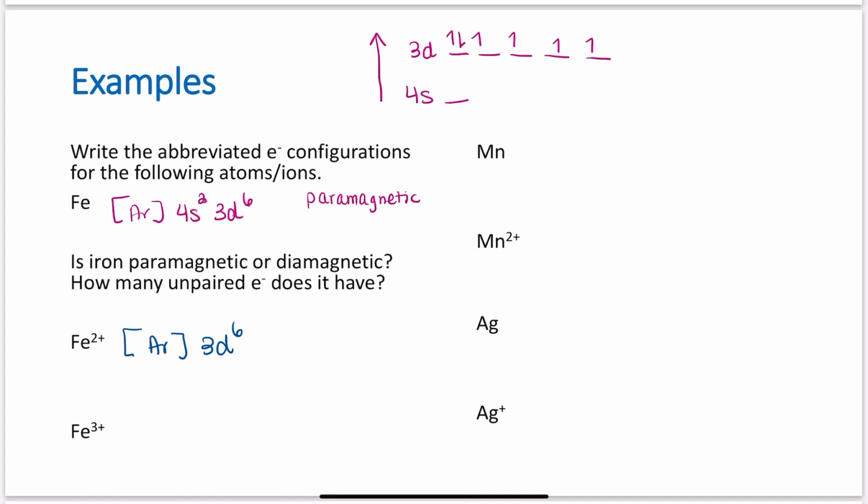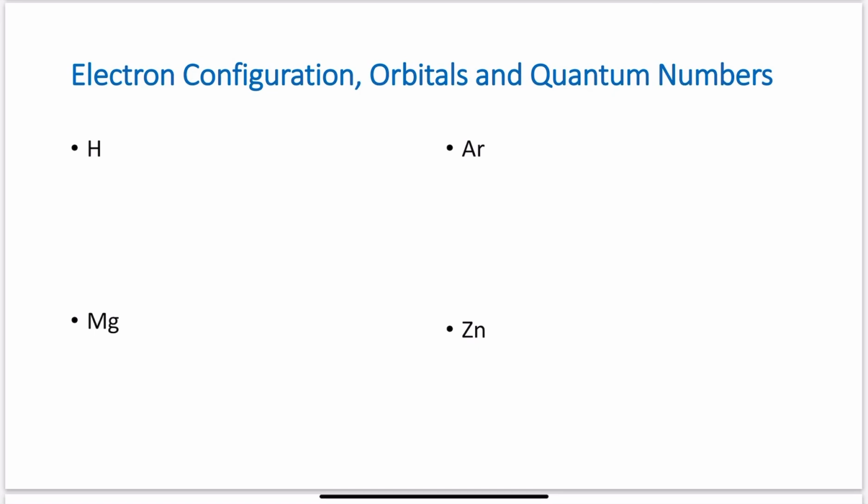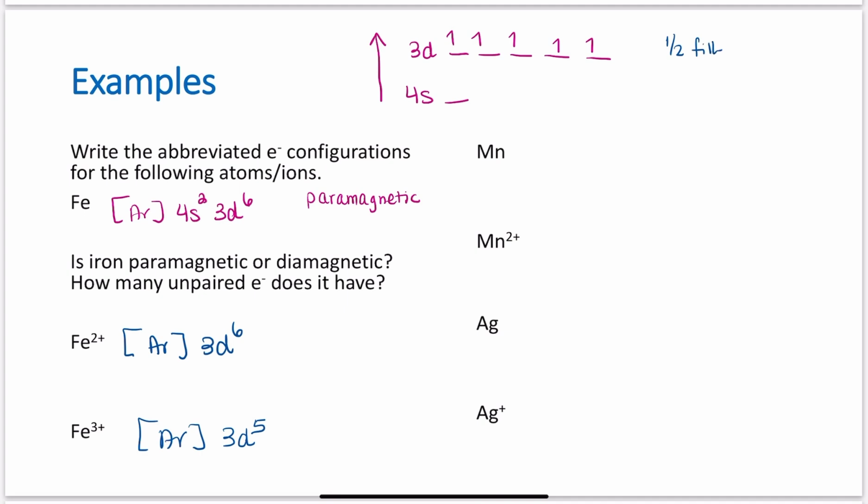This is why iron likes to form +2. That's why a lot of transition metals like to form +2, because they like to get rid of those s electrons they have. They don't need them. Iron 3+ is argon 3d5. Now I'm going to lose that electron in my d's. This is why iron likes to be +3, because it's got a half-filled d when it loses that third electron.